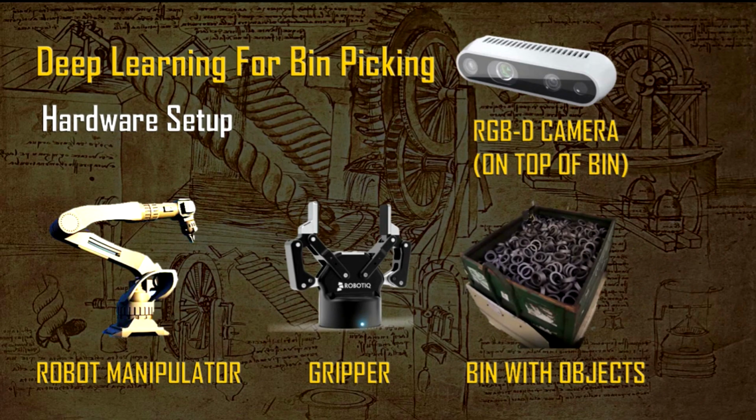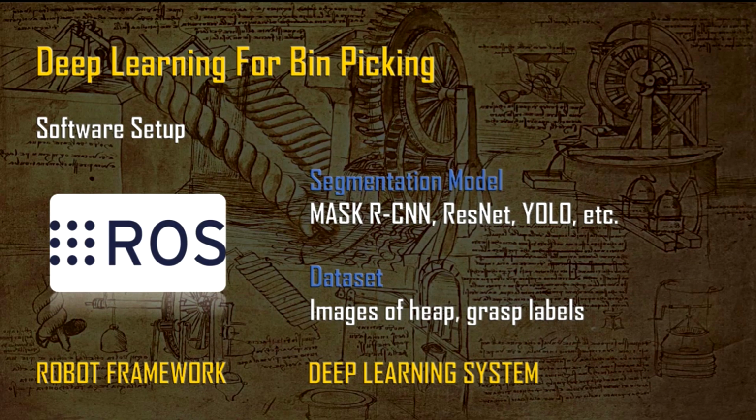So I'm choosing a very simple system, and based on the interest level we can also discuss in more detail. The hardware setup is such that we have a robot manipulator arm with a two jaw gripper and the bin with objects, and I'm just using an RGBD camera, so a camera with a depth sensor as well, so we get the depth. And for the software setup we have a robot framework, which could be ROS or any of the other frameworks that are being used.